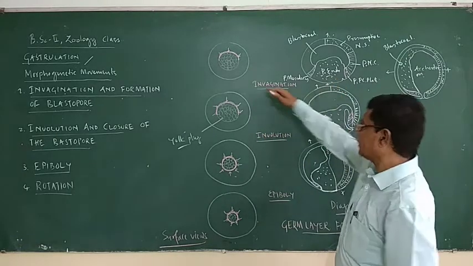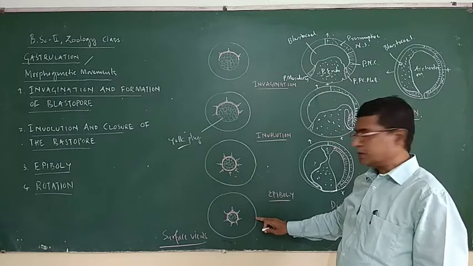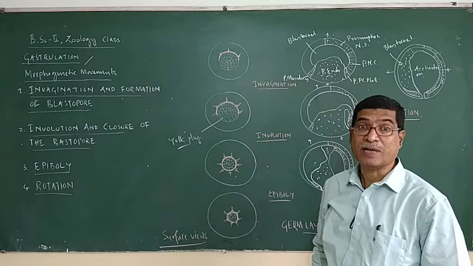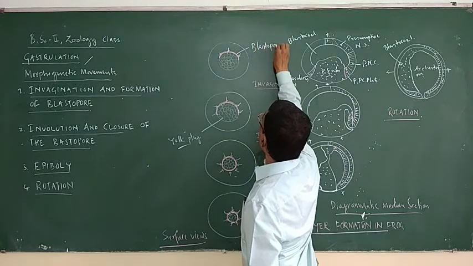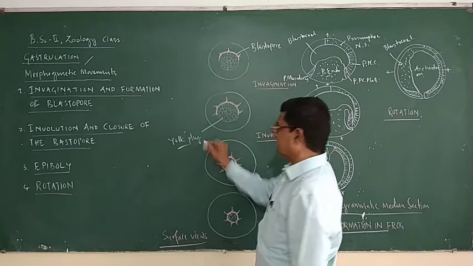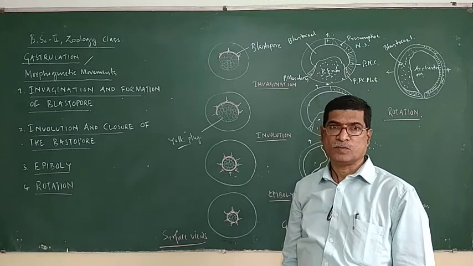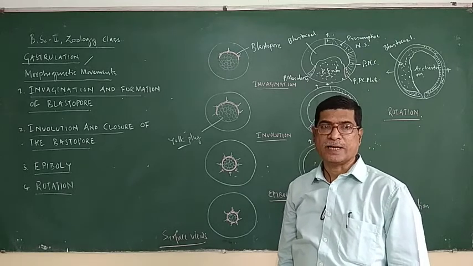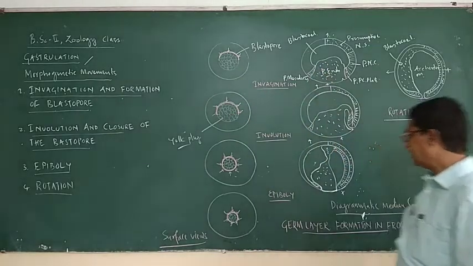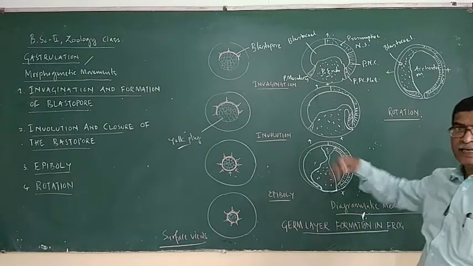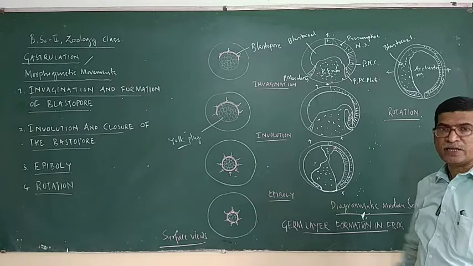Look here. So these diagrams show you the surface views of the gastrula at the blastopore region. This is blastopore. And this part is called yolk plug. These are having yolky cells, so they are macromeres. They form the yolk plug. And these are the diagrams to show you the internal changes that are occurring during gastrulation. Diagrammatic median section.